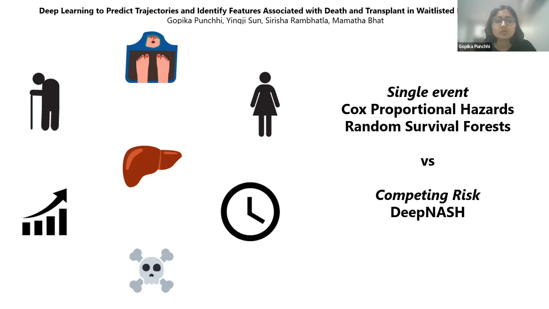We constructed two traditional Cox proportional hazard models and two machine learning random survival forest models, with event-specific models of each type to predict death or transplant. We compared these models to DeepNASH, which is a deep learning model that we constructed that predicts death and transplant at the same time. We also created a new performance metric for competing risk models called the Competing Risk Coherence Index. This metric assesses how accurately a model predicts that an event has occurred based on the event that actually occurred at a given point in time.